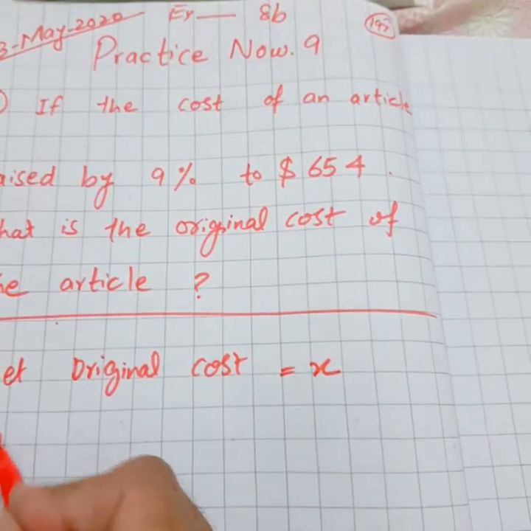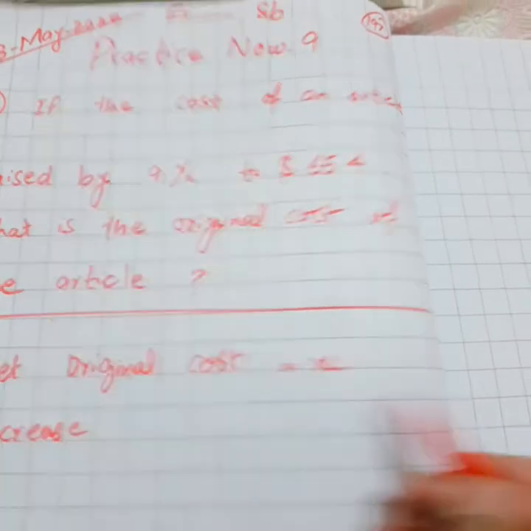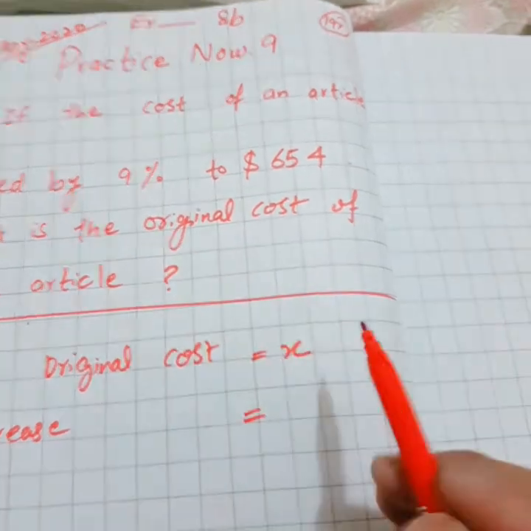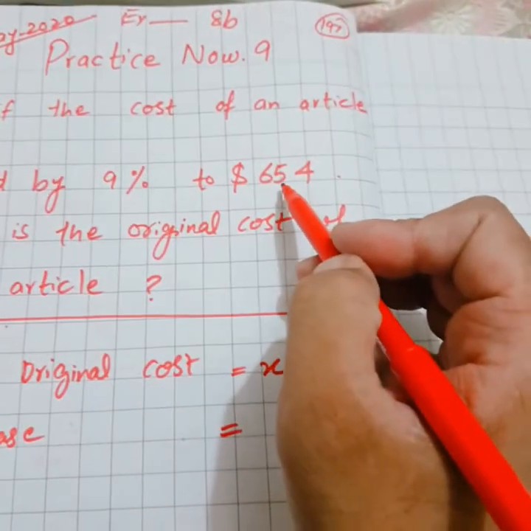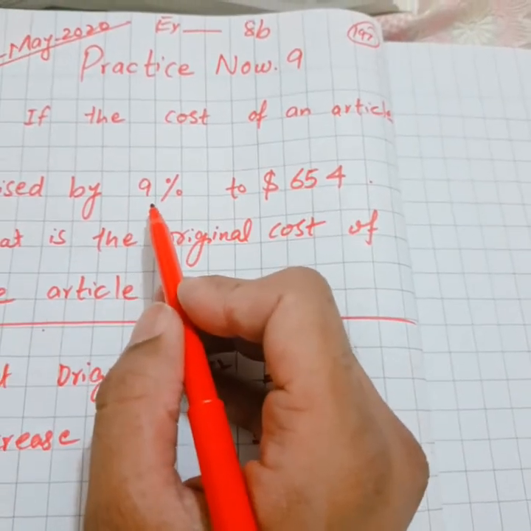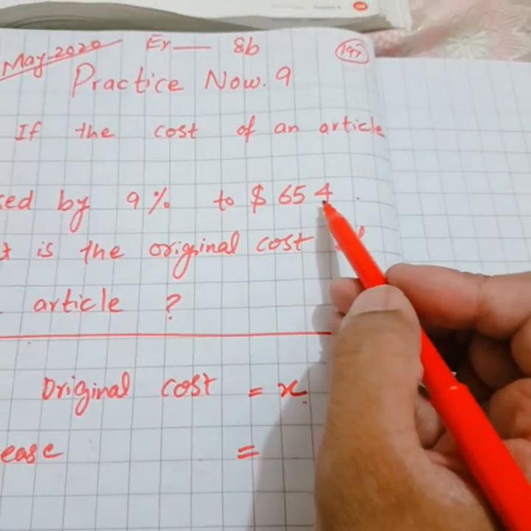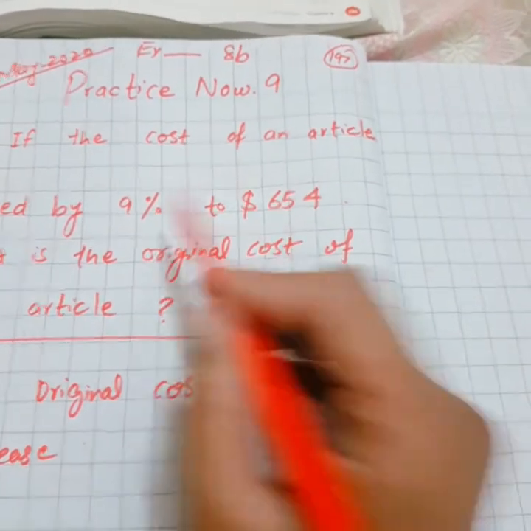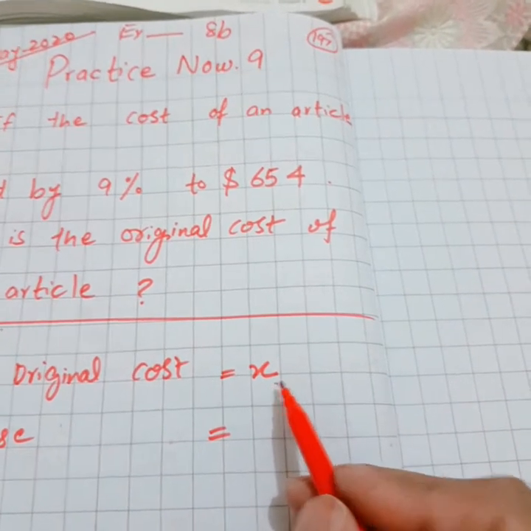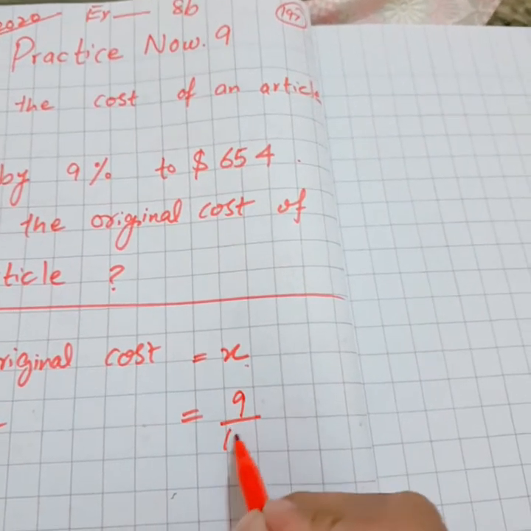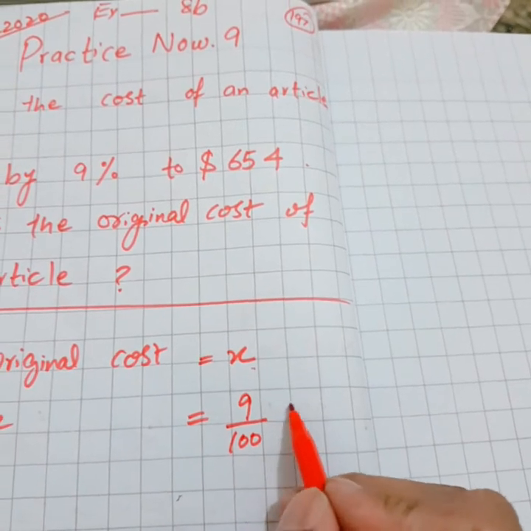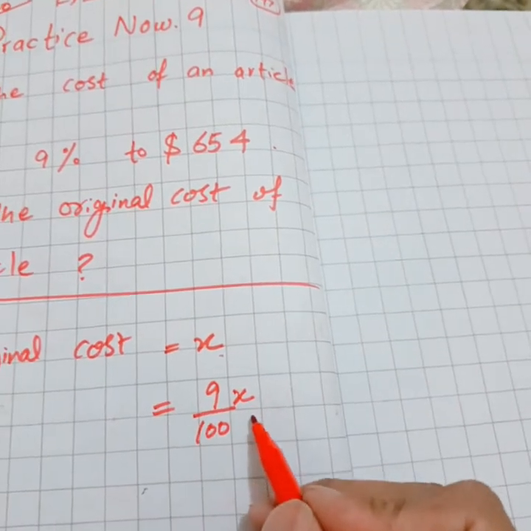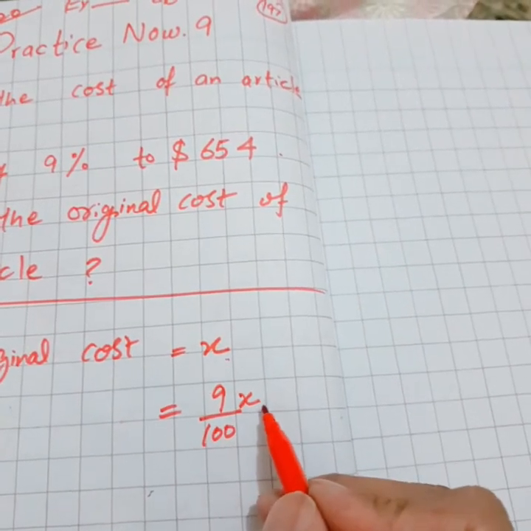So increase is increase. How much increase has been done? 9%. Of course, the increase will be on the original cost, not at this cost. Increase is at the original cost because this cost is actually the cost which becomes after the increase. So increase will be done on the original cost first of all. 9% of X. Instead of writing a multiplication sign, I shall directly write X. 9% of X means 9% of the original cost.